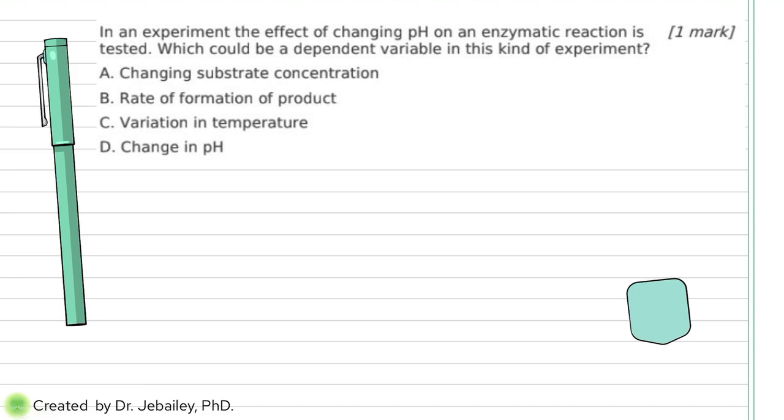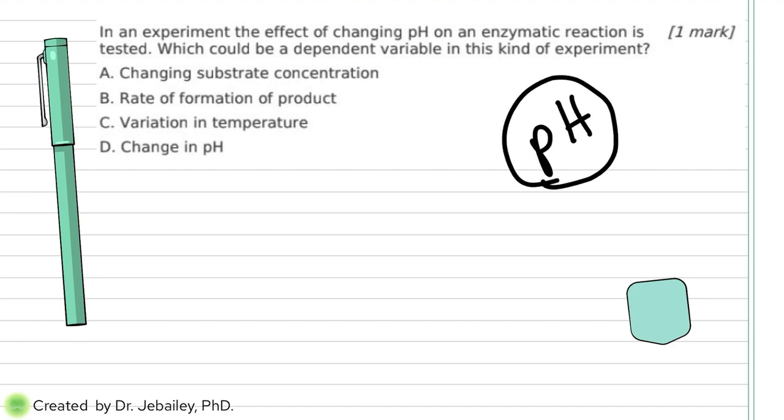Now if we go to the next question. Here is an experiment. The effect of changing the pH on an enzymatic reaction is tested. So what are we doing? We are checking the pH and how it affects the experiment. Now, which could be the dependent variable in this kind of experiment? See, 2.5 talks about making experiments with enzymes. That's why it's one of those labs that you had to do in class, where you are playing with the enzymes and seeing how they react, if they go faster or slower, depending on the limiting factors.